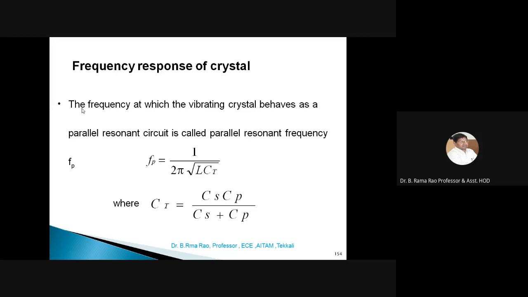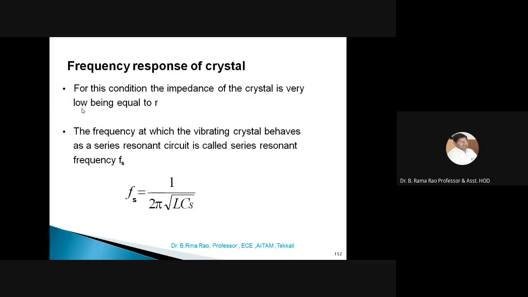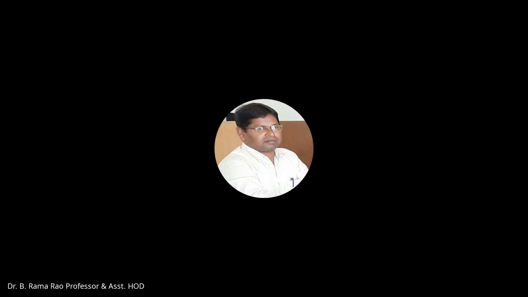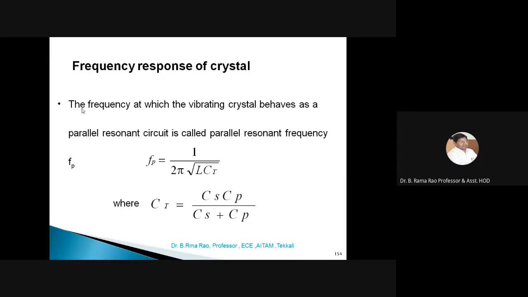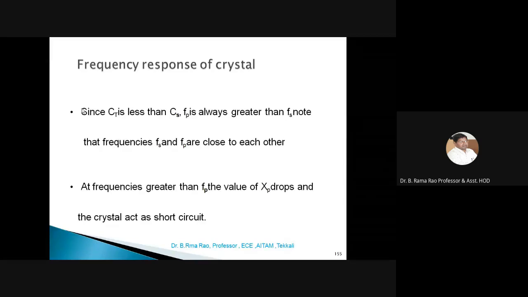This is the formula for frequency. Derivation is not necessary for this one. Simply remember the formula for series resonant frequency and parallel resonant frequency. The series resonant frequency is given by this formula, Fs. The parallel resonant frequency involves CS into CP by CS plus CP. So this is the frequency.